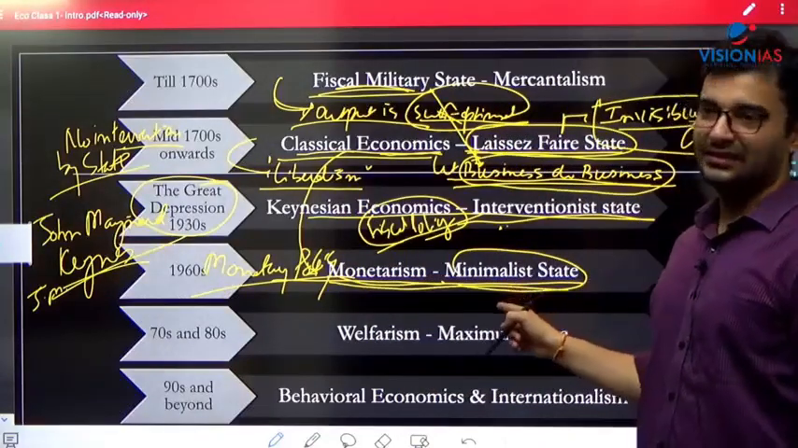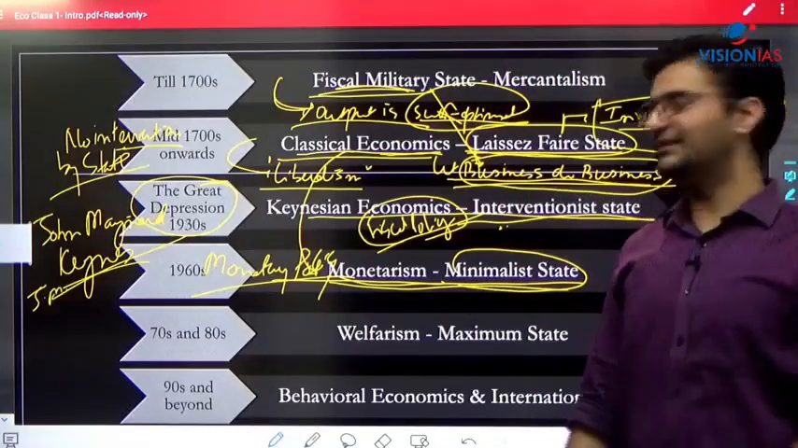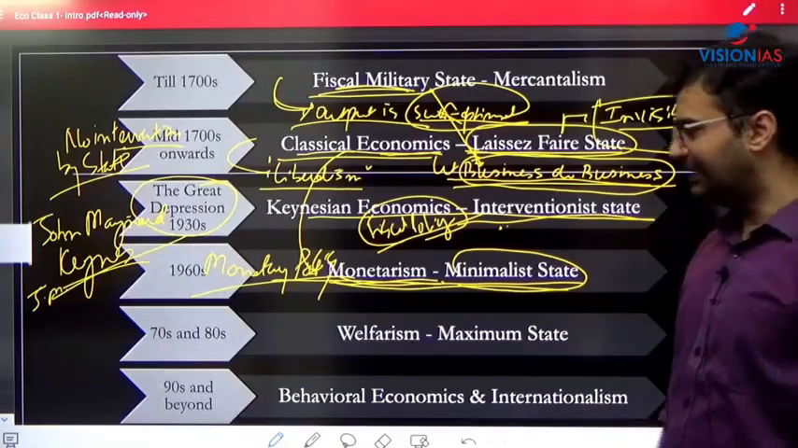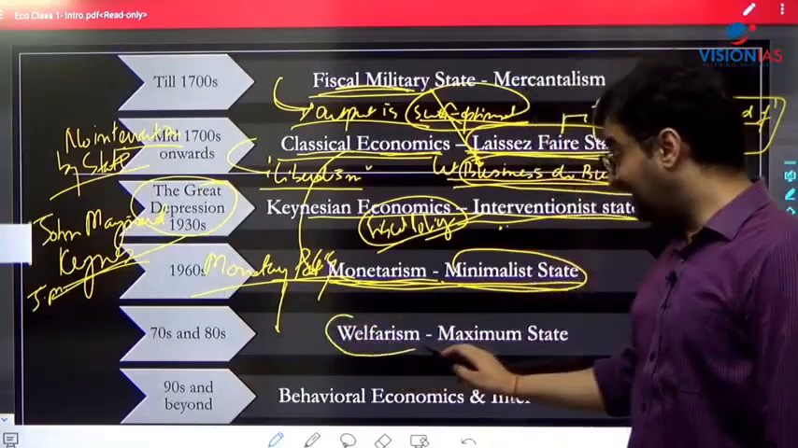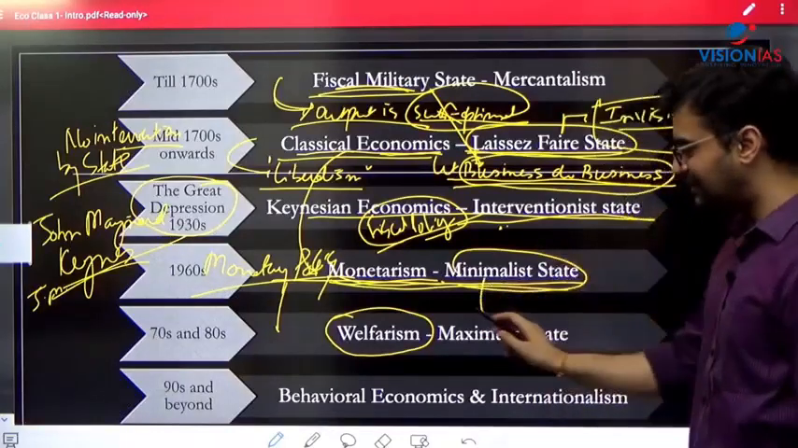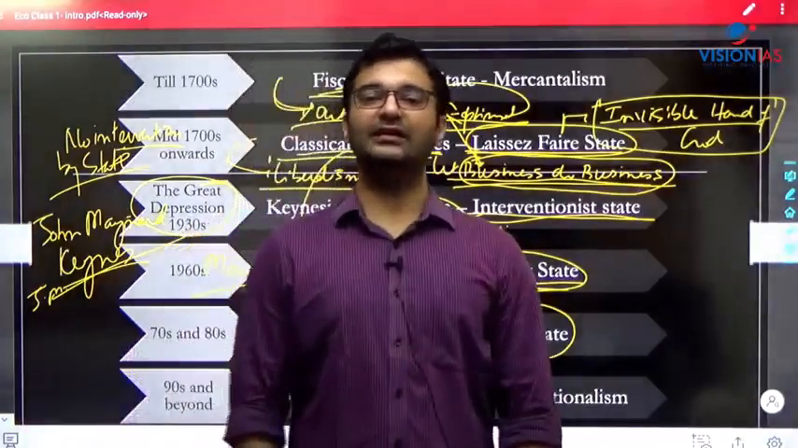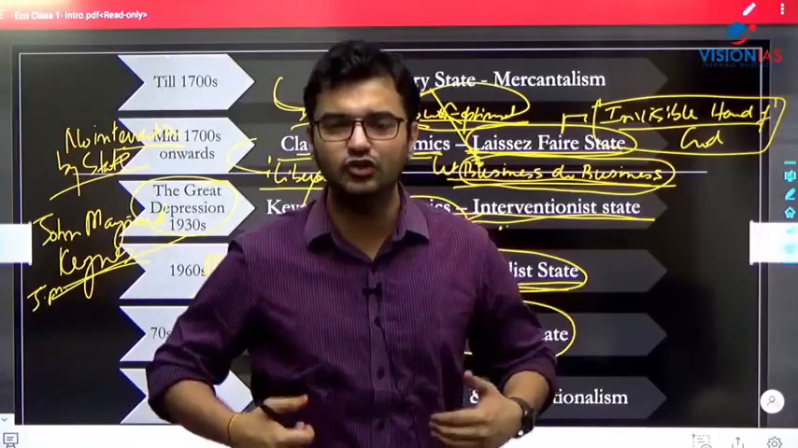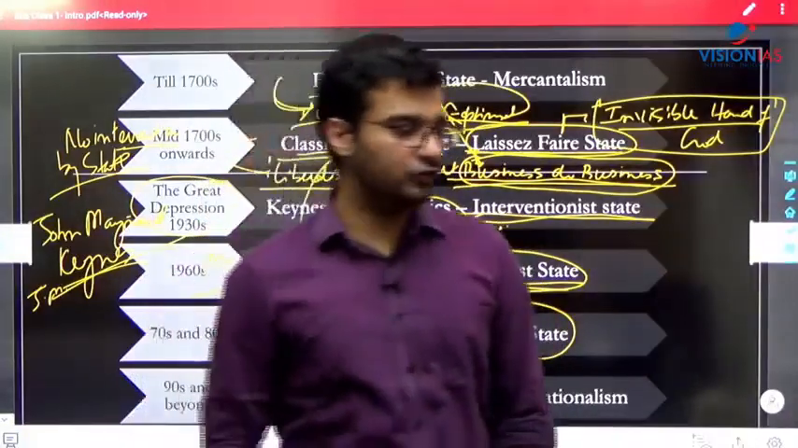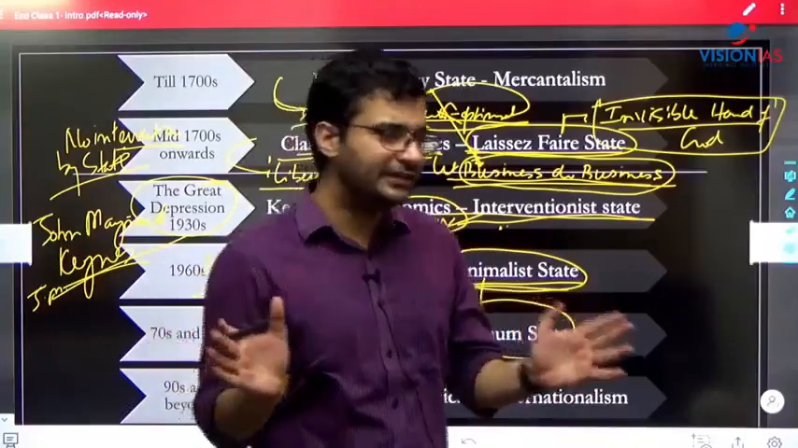Minimalist state should interfere only in minimal circumstances. Not in all, only in minimal circumstances. That is what monetarism is about. In the 1970s and 80s, a concept of welfarism will develop. Welfarism is exactly opposite to the minimalistic state. This is the maximum state, the maximal state. What is welfarism? Welfarism is that the state assumes responsibility for the welfare of people, and welfare of people also becomes a vague term.